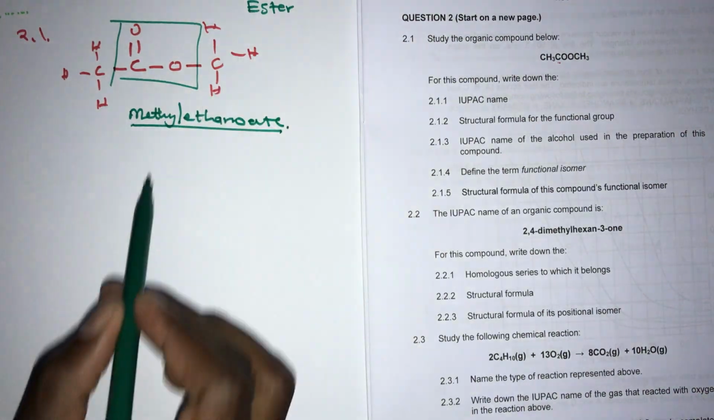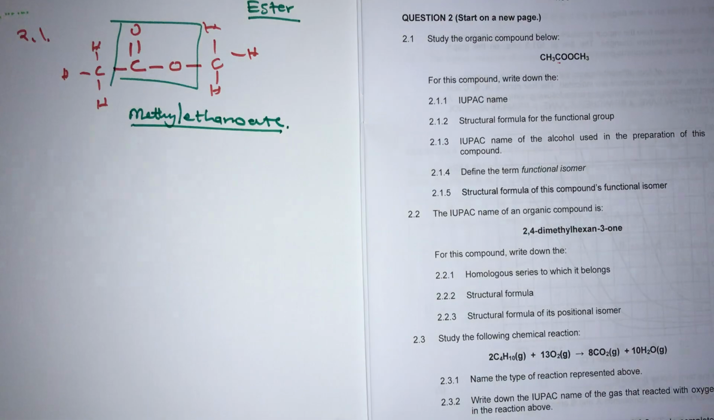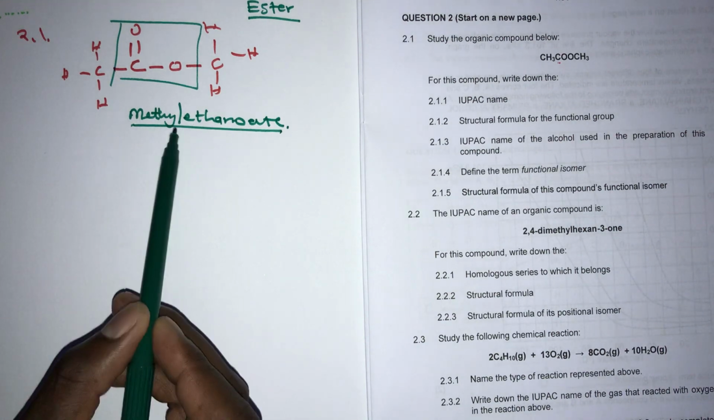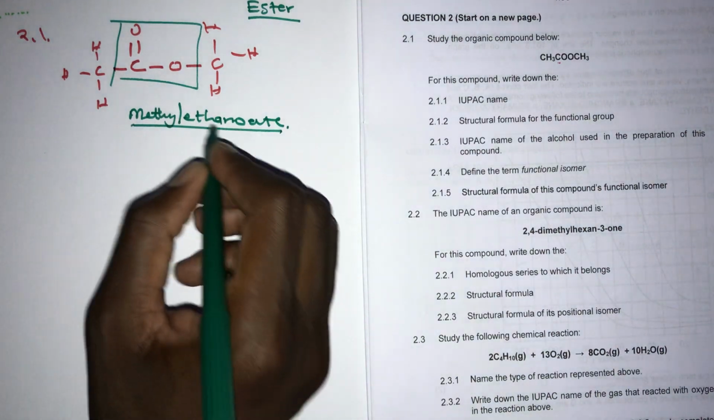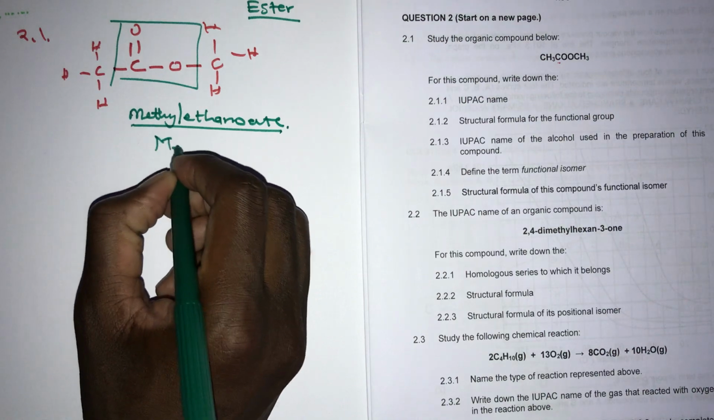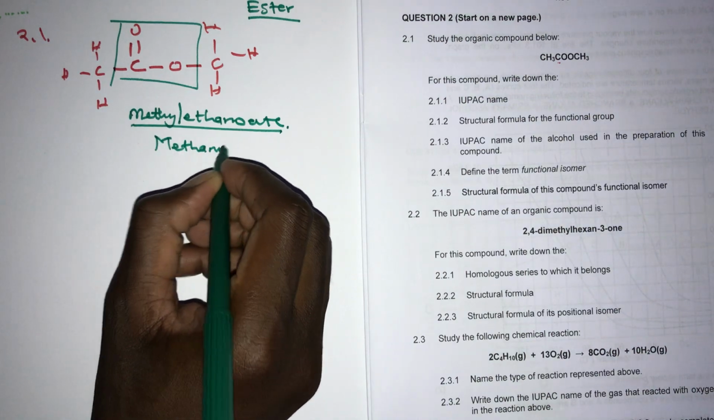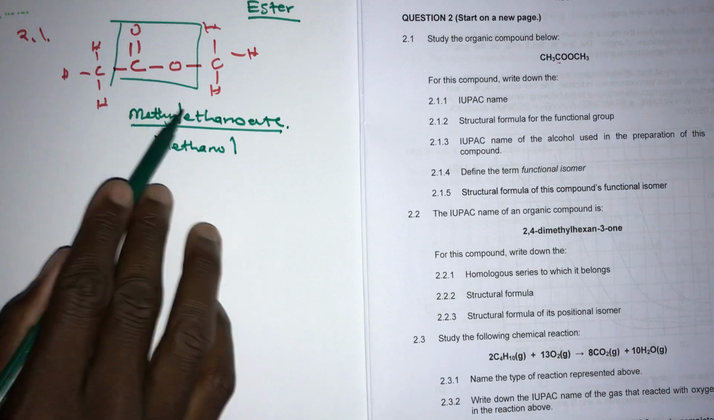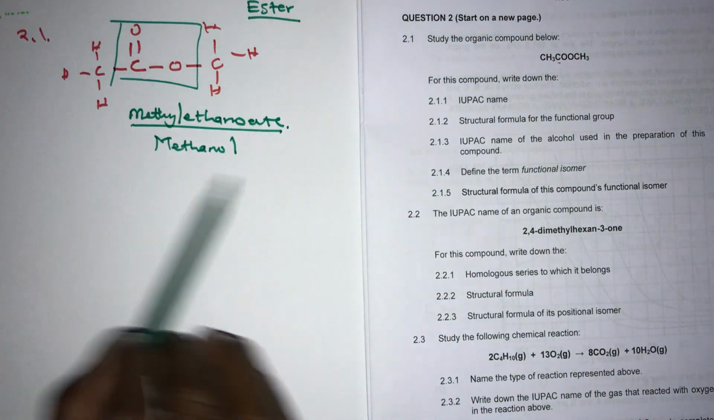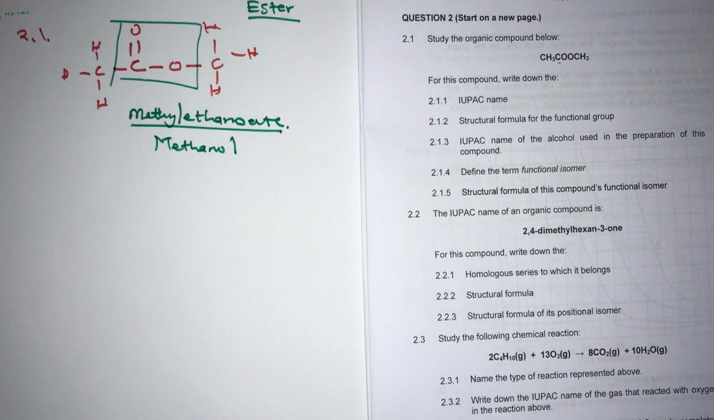The homologous series is this one. So now we can check the IUPAC name of the alcohol that was used to produce this one. Since we named the alcohol like we're naming a branch, that means this is our alcohol. So the name of the alcohol is methanol. We take it from here, methyl becomes methanol. So this is the name of the alcohol that is used.